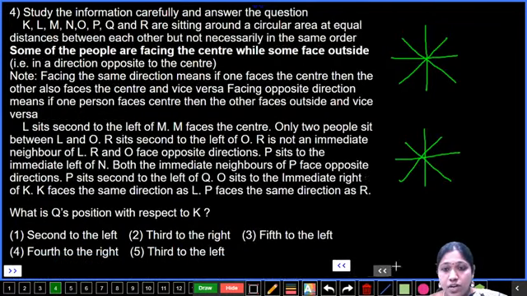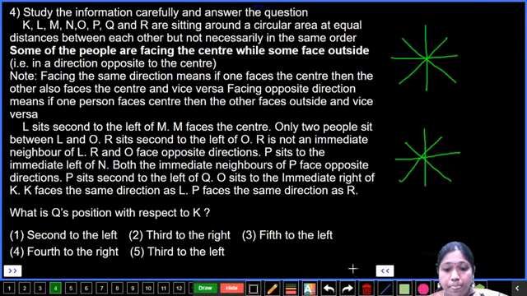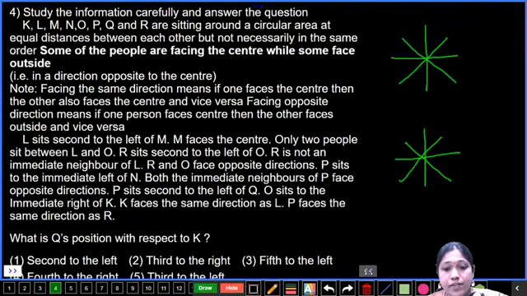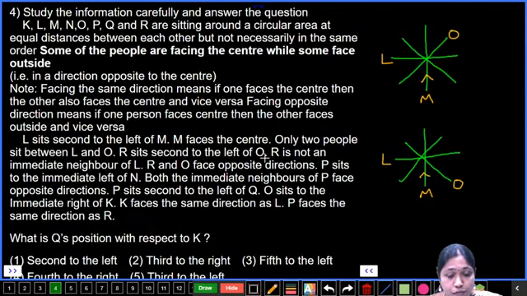Now what is the first condition given there? We'll start with the conditions. The first point is L sits second to the left of M, and M is facing the center. L is sitting second to the left of M. Only 2 people sit between L and O. In this way we have one possibility. And the second possibility is, if I place L here, I can place O in this place. R sits second to the left of O. R is not an immediate neighbor of L. So at this place R should not be placed. R should definitely be placed here. In the same way, R should be placed here.